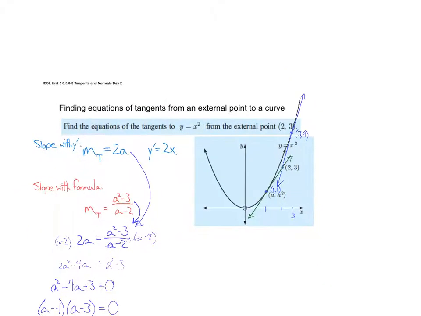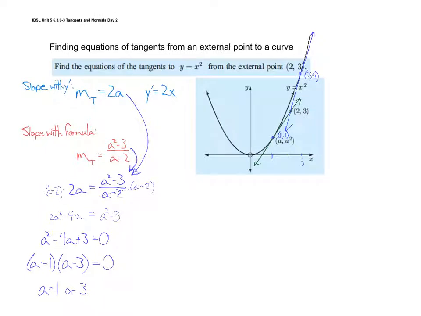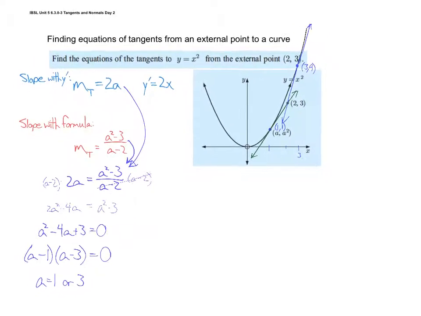Okay, so now we have to write the equation. Oh wait, no. Yeah, we do want the equations of the tangents. All right. So when a equals 1, the slope y prime is going to be 2 times 1, which is 2. So we have y minus 1 equals 2 times x minus 1. So y equals 2x minus 1, if I get that in slope-intercept form.